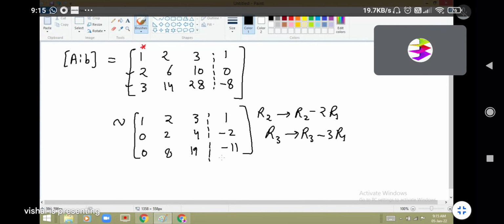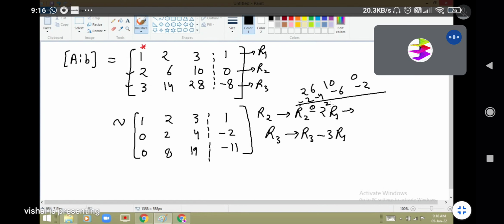Okay, so what we did here, I am going to elaborate. What is R2? R2 is 2, 6, 10 and 0. This is your R2, and minus 2 R1. This is your R1. This is your R3. So multiply R1 by minus 2: minus 2, minus 4, minus 6, minus 2. Add them, so this will be 0, 2, 4, minus 2. This is the way it is written here. Similarly, we have done this one.